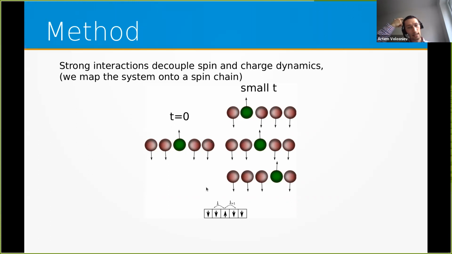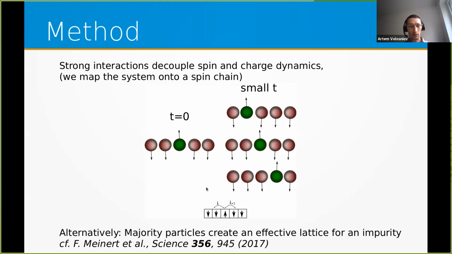Another way to think about it is to say that the majority particles create an effective lattice for an impurity. Each site is a lattice site, which is felt by the impurity. And this idea has been exercised in a few publications, and here was a very nice experimental realization.